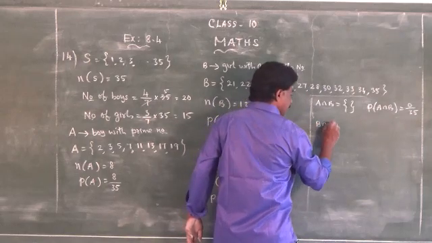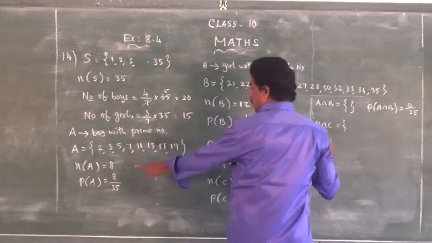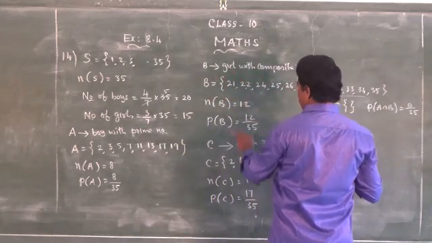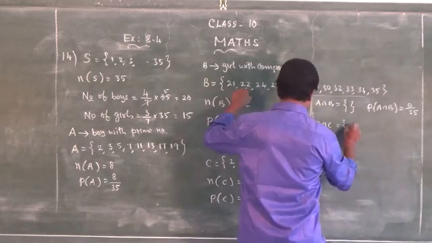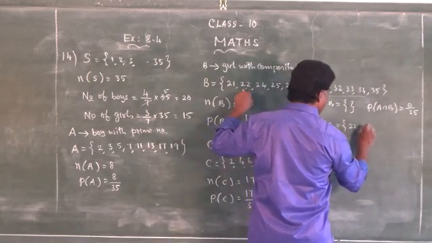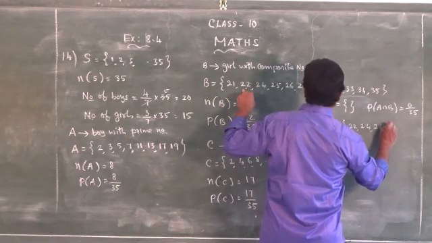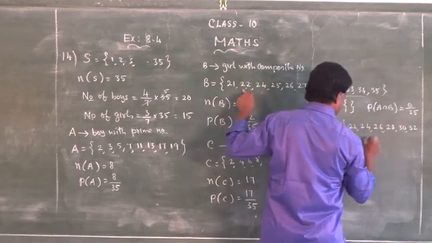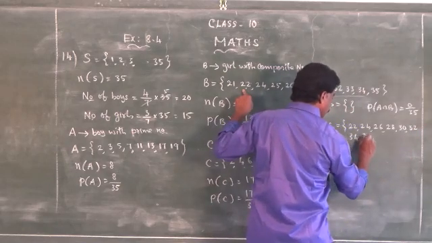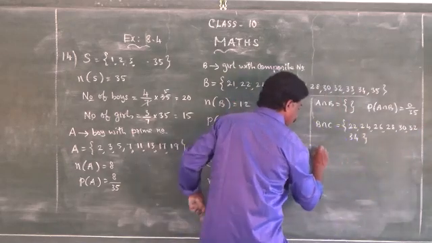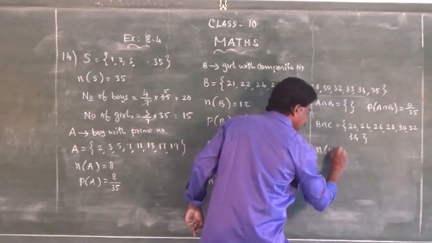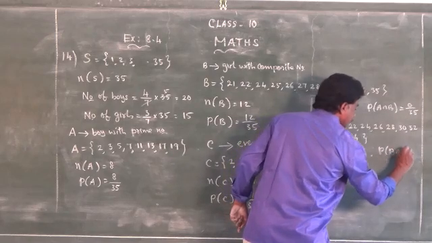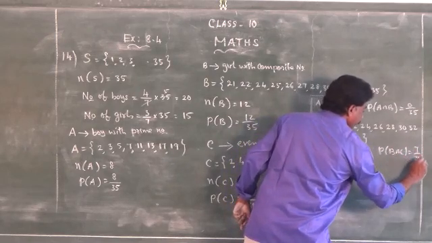B intersection C. B is girls with composite numbers, and C is even numbers. So what are the numbers common here? 22, 24, 26, 28, 30, 32 and 34. So n(B∩C) is 7, and P(B∩C) is 7/35.